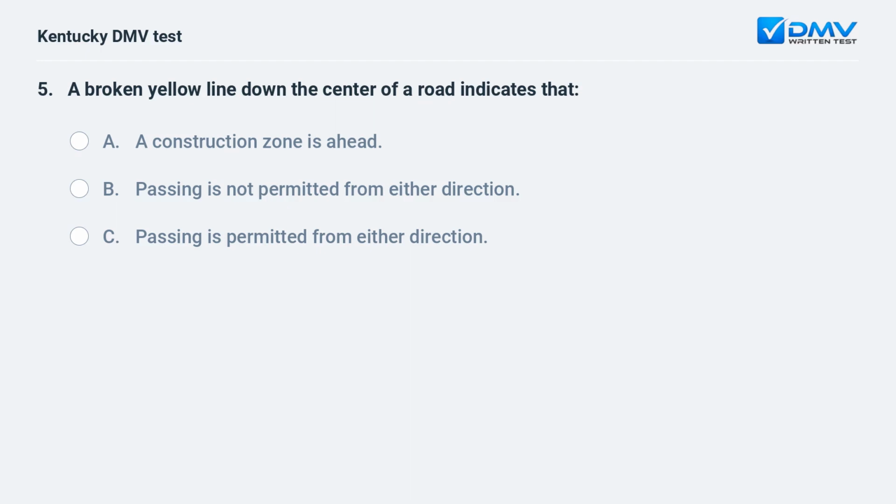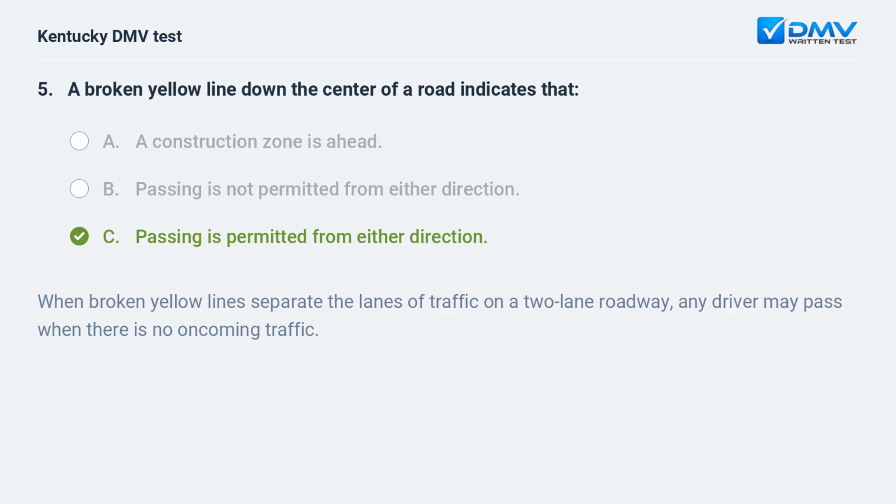A broken yellow line down the center of a road indicates that A. A construction zone is ahead. B. Passing is not permitted from either direction. C. Passing is permitted from either direction. C. Passing is permitted from either direction. When broken yellow lines separate the lanes of traffic on a two-lane roadway, any driver may pass when there is no oncoming traffic.